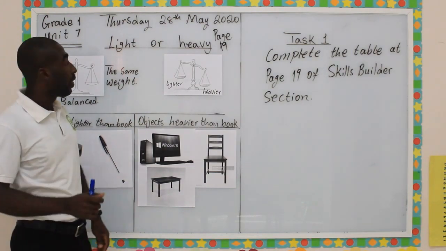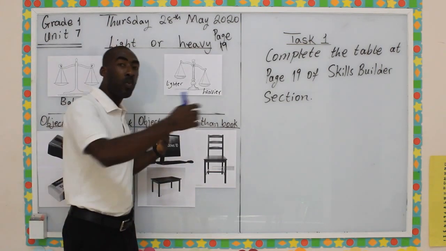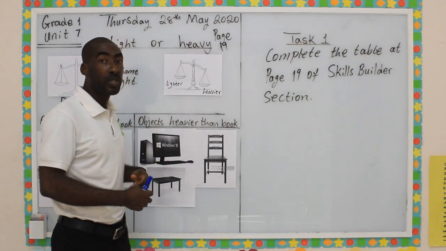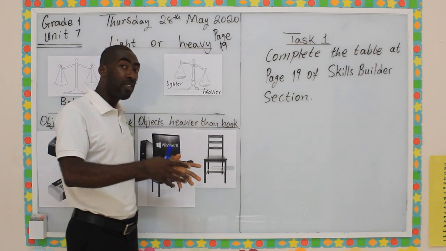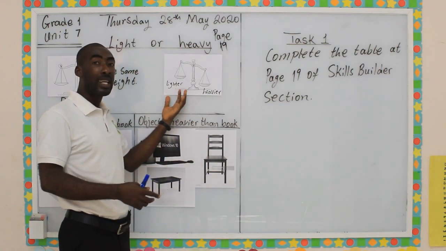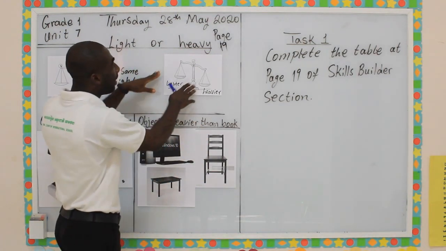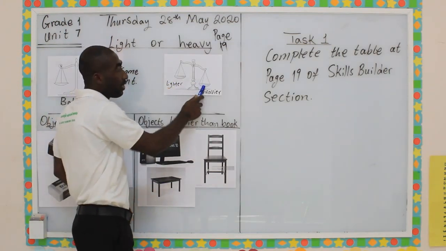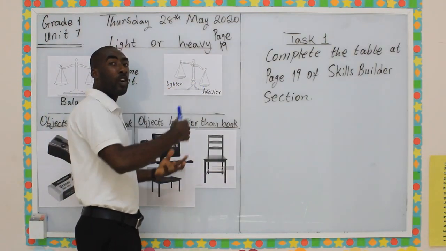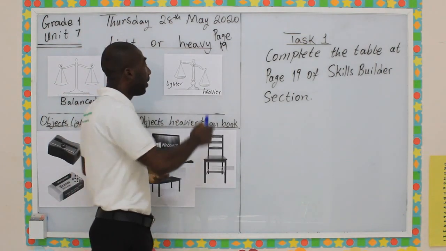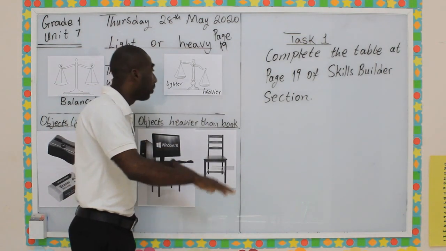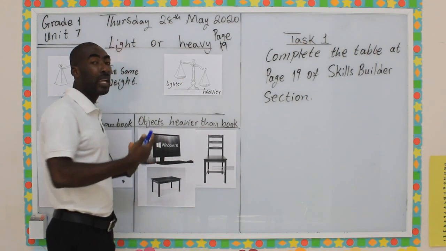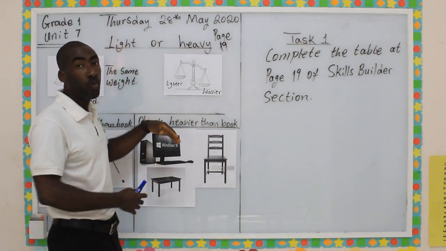In a situation whereby you have one side of your scale having a bigger or heavy object and the other side is having a light object, this is the nature of the scale that you're going to have. The side of your scale that is having the object that is heavy will bend down, and the one that is not heavy, which is the lighter, will go up.